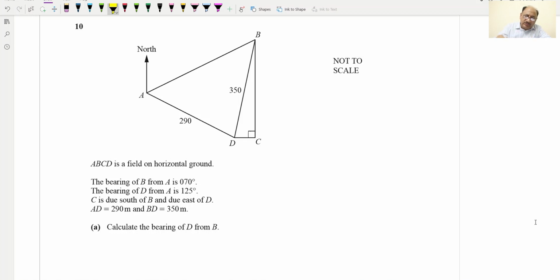Question number 10 says the diagram is not to scale. ABCD is the field on horizontal ground. The bearing of B from A is 070. They have not intentionally indicated it on the drawing, so we have to indicate on the drawing the bearing of B from A, which is 070. So we can write 070.